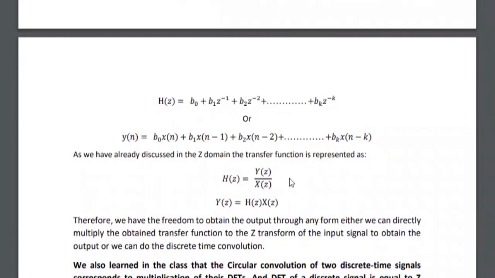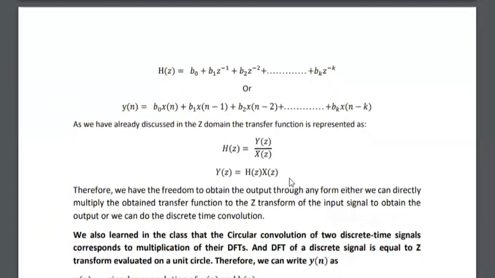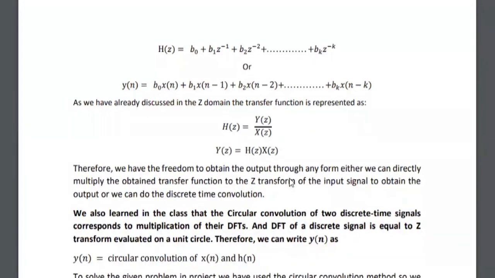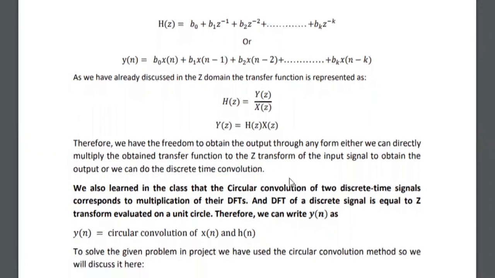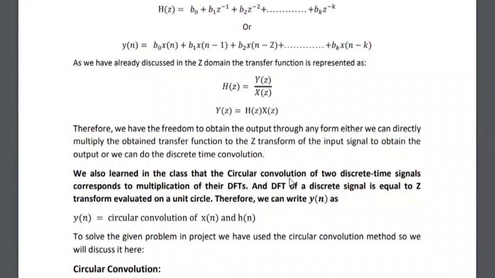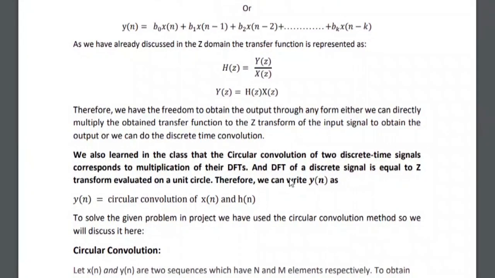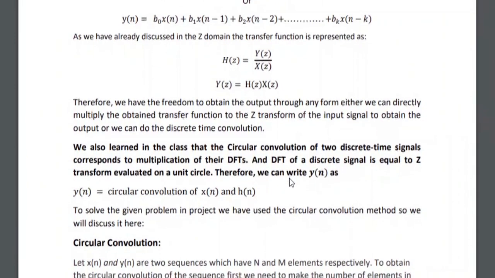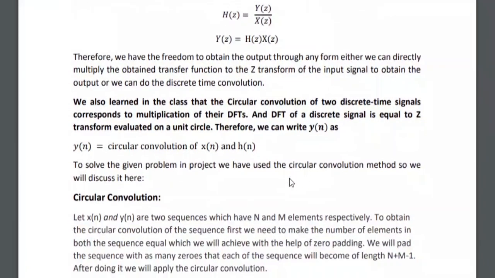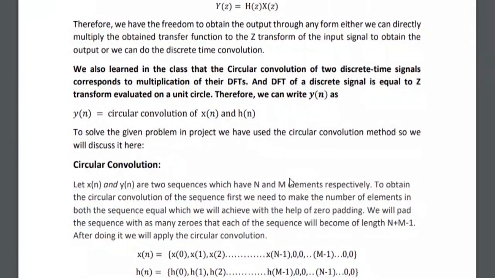As we've already discussed, in the Z domain the transfer function is represented as Y(z) equals H(z) into X(z). Therefore, we have the freedom to obtain the output through any form. Either we can directly multiply the obtained transfer function with the Z transform of the input signal to obtain the output, or we can do the discrete time convolution. We also learned in the class that the circular convolution of two discrete time signals corresponds to multiplication of their DFTs, and the DFT of a discrete signal is equal to the Z transform evaluated on a unit circle. Therefore, we can write y(n) as the circular convolution of x(n) and h(n).